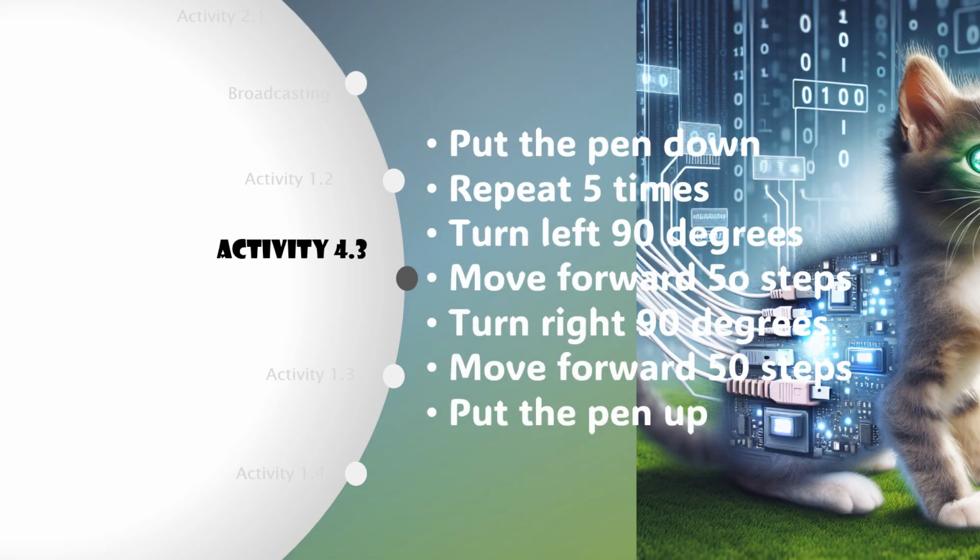Now we have to go to activity 4.3, where in your Scratch code, the first instruction is that you need to use the pen down instruction. And then you need to repeat it 5 times in the code. At the center of the code, you need to make sure the sprite turns left 90 degrees, moves forward 50 steps, and repeats the steps, and so on. And lastly, you need to use the tool pen up.